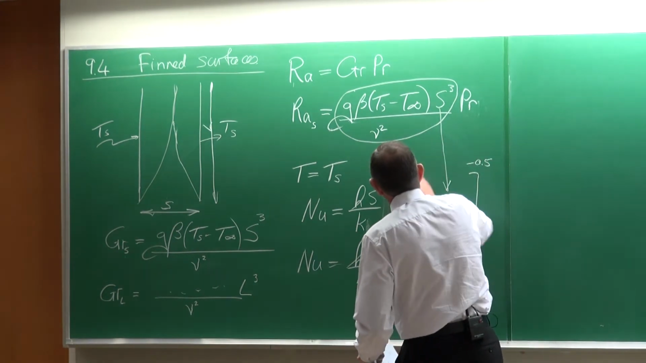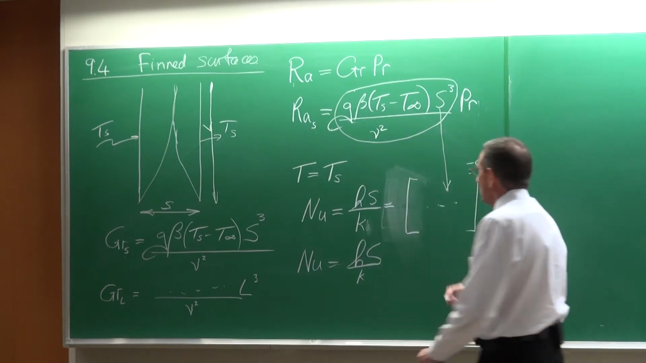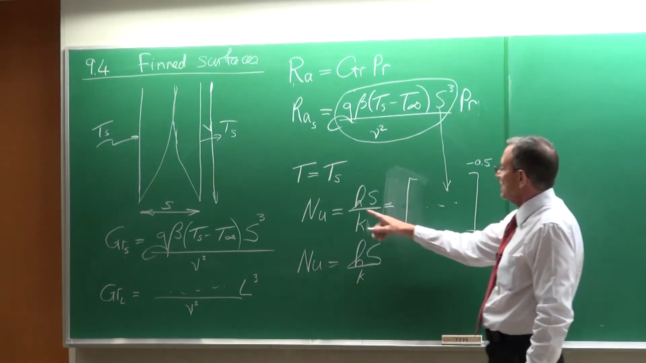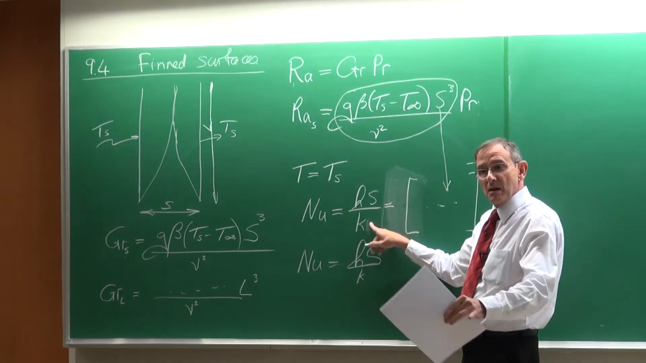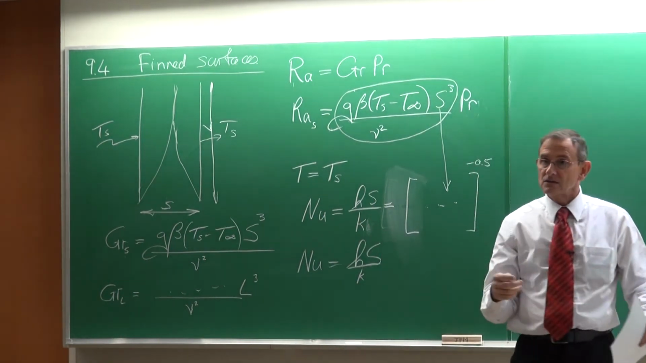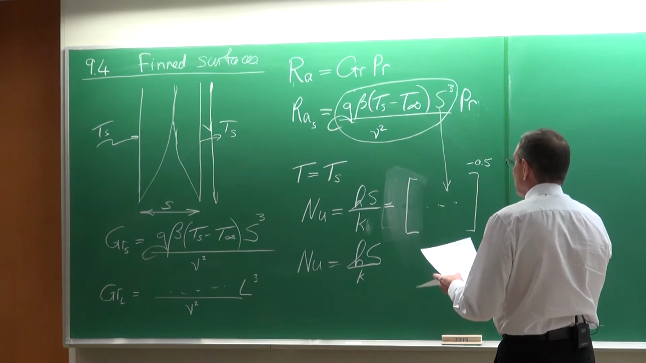Sorry, I made an error here. They should be equal to a long equation. So the Nusselt number is equal to hS divided by k. But remember, there are just as many problems where they rather use the length L. So you have to be very critical and very careful in these calculations.